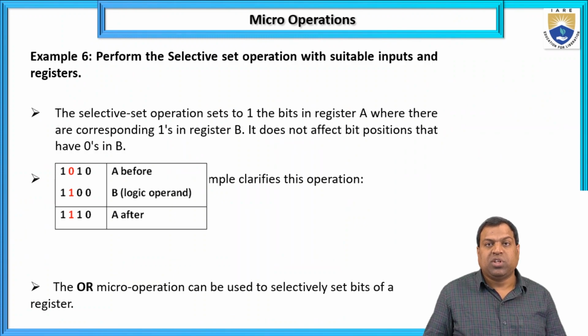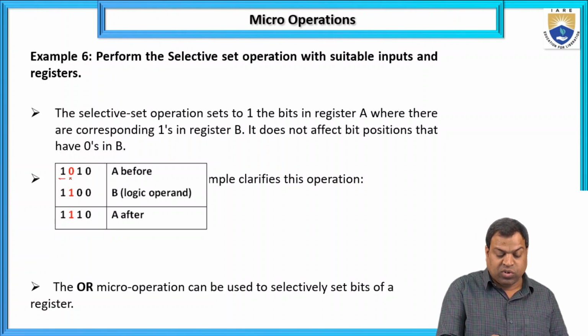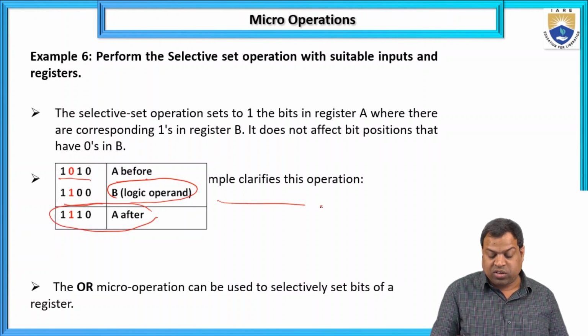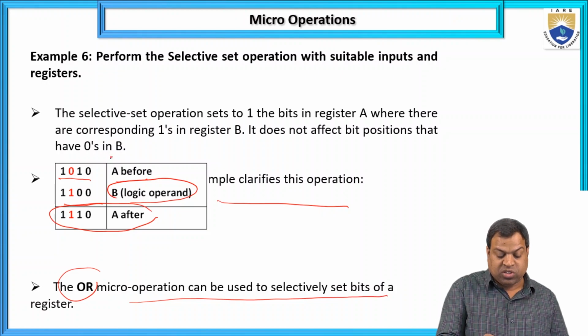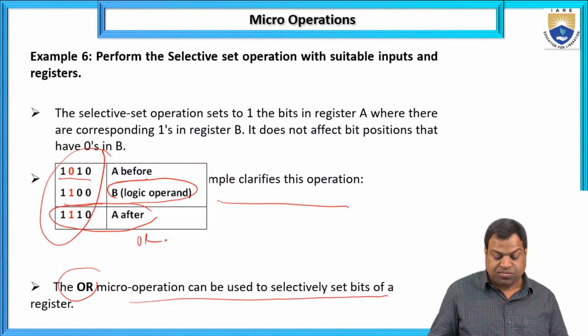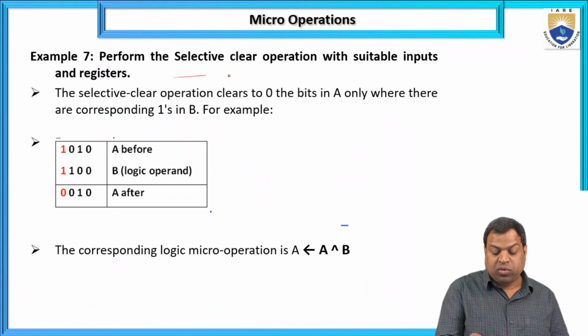Another example: perform the selective set operation with suitable inputs and registers. The selective set operation sets to 1 the bits in register A where there are corresponding 1s in register B, and it does not affect bit positions that have zeros in B. So A before is 1010 and B, the logic operand, is 1100. Here A after is 1110. An OR micro operation can be used, so for this purpose I am using the OR operation.